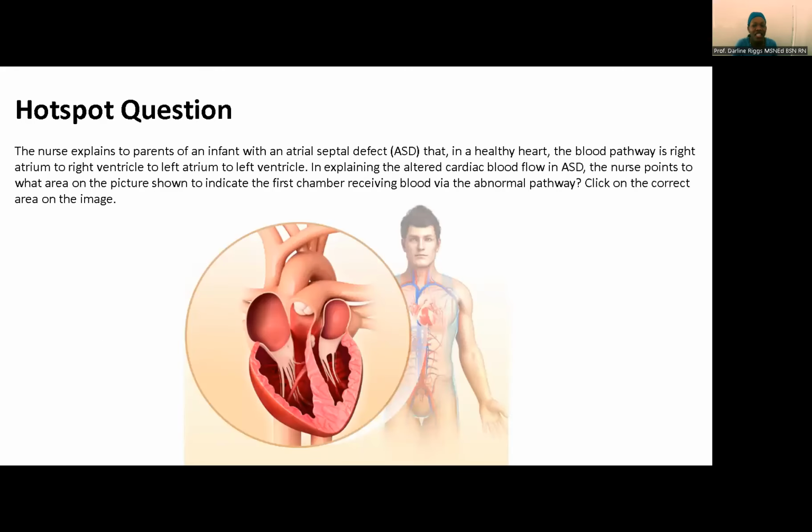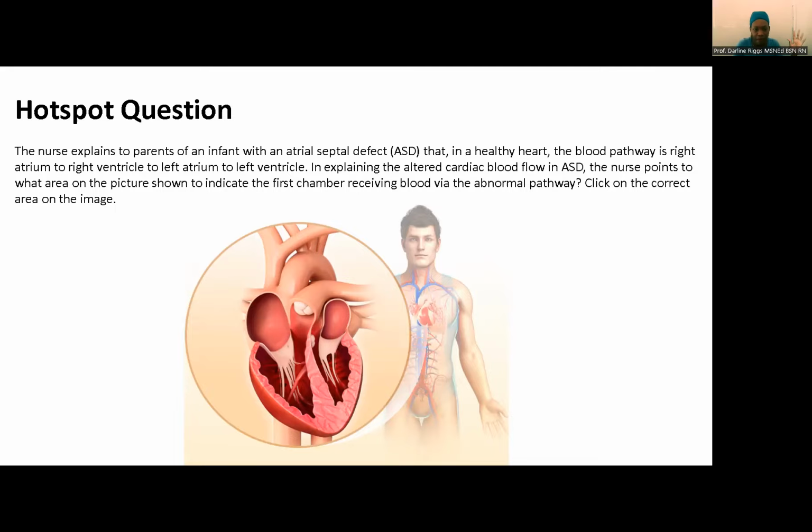Great question. Okay, another hot spot. The nurse explains to parents of an infant with an atrial septal defect. Again, we're going back to cardio part 2. Atrial septal defect. In a healthy heart, the blood pathway is right atrium to right ventricle to left atrium to left ventricle. You're good with that.